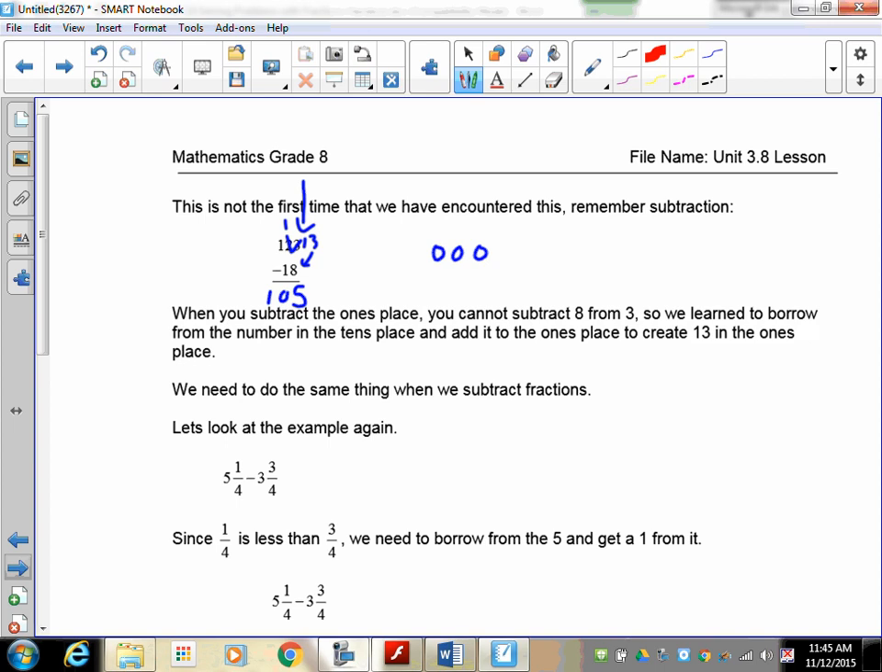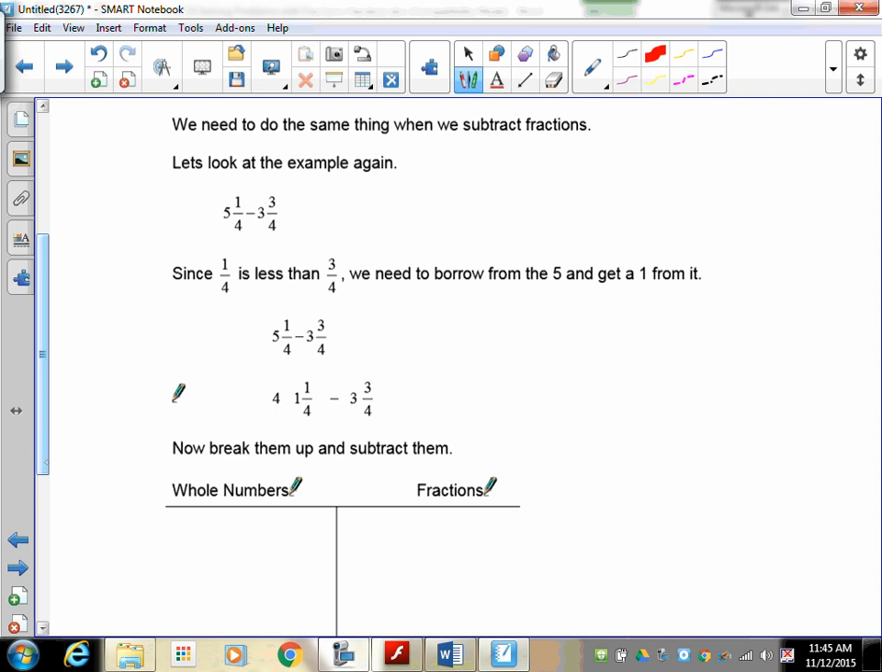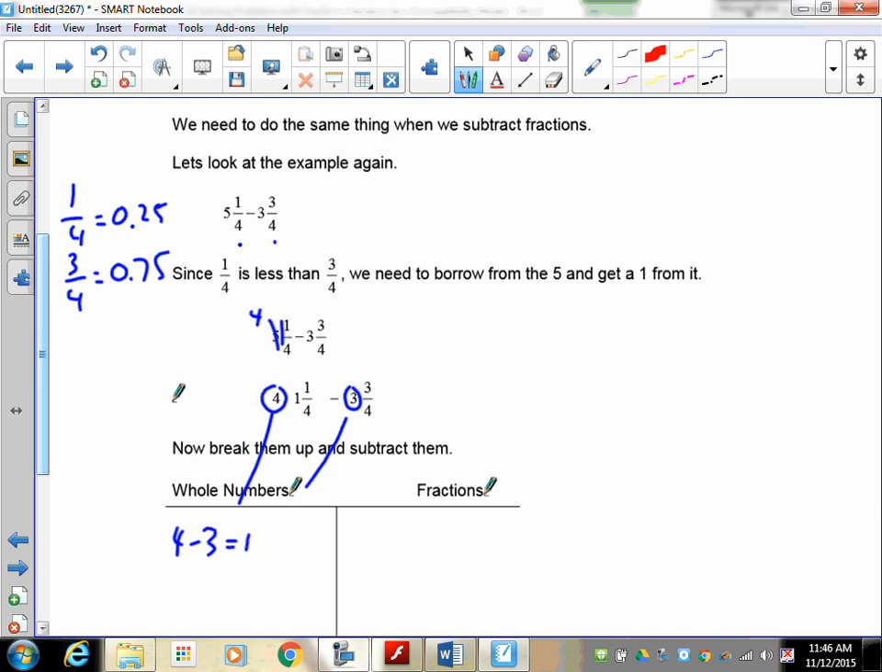We borrowed. We can do the same thing in fractions. 5 1/4 take away 3 3/4. Since 1/4 is less than 3/4, 1/4 being equal to 0.25 and 3/4 being equal to 0.75, we can actually go next door and borrow from here and put the 1 with the 1 1/4. So now I keep the 4 as one of my whole numbers. I keep the 3. So over on this side, I get 4 take away 3, which is 1. And on the other side, fractions, I have 1 1/4 take away 3/4.